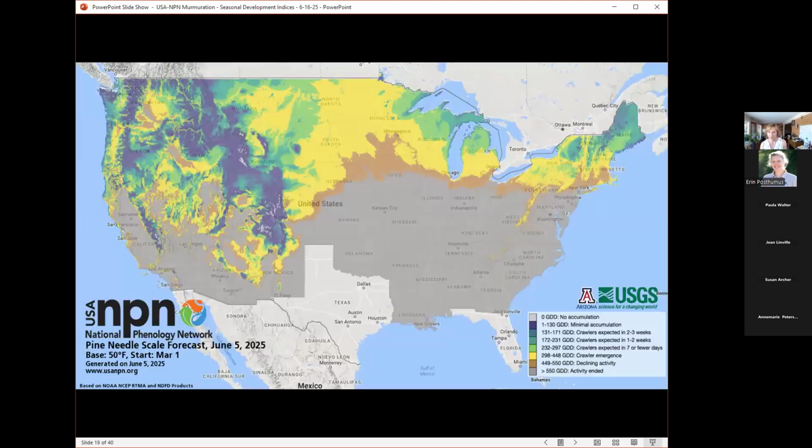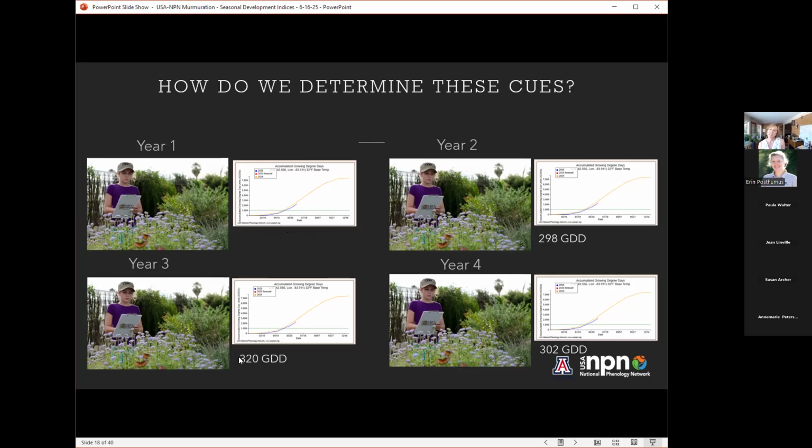So for example, I don't know what happened with year one, but in year two, when that event occurred, we first saw the crawlers hatch. When we looked back at that growing degree day plot, we saw, okay, we have achieved 298 growing degree days here at this location today, and we first saw those crawlers emerge. Year three, we're watching for those crawlers again. We first see those crawlers emerge. We go look at the growing degree day accumulation plot, and we're like, hey, we've now had 320 growing degree days accumulate by the day that I first saw it.